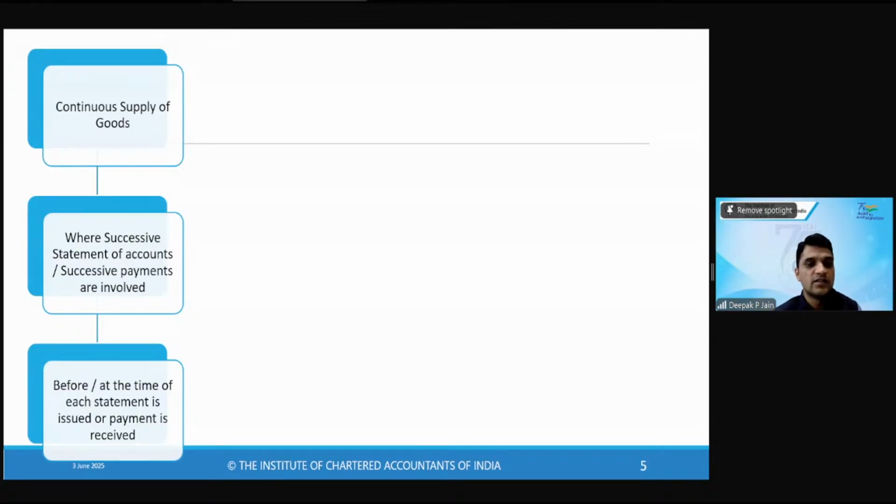Right? If any of this is happening, then you have to raise an invoice before or at the time of each statement is issued or the payment is received. Wherever there is a condition that payment has to be made, आपको पेमेंट आने से पहले इनवॉइस रेज करना है, या फिर जब भी आपको कुछ स्टेटमेंट देना है उसके हिसाब से, तो स्टेटमेंट के साथ आप इनवॉइस दे सकते हो. That is the time limit for continuous supply of goods.